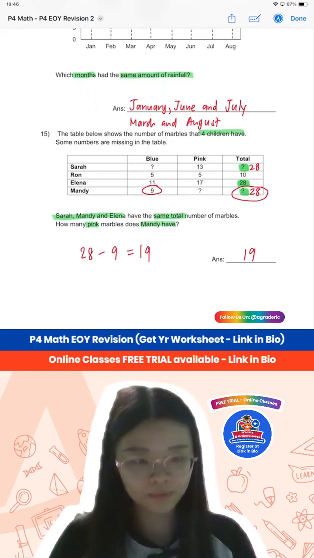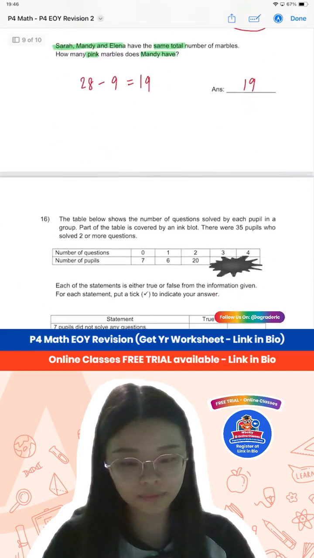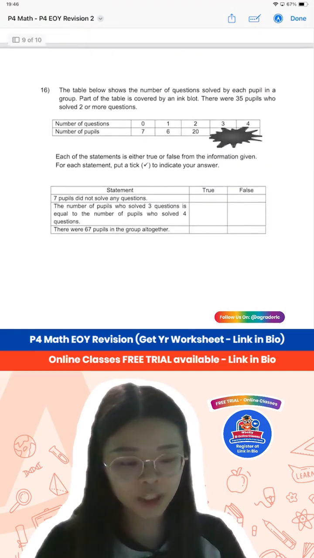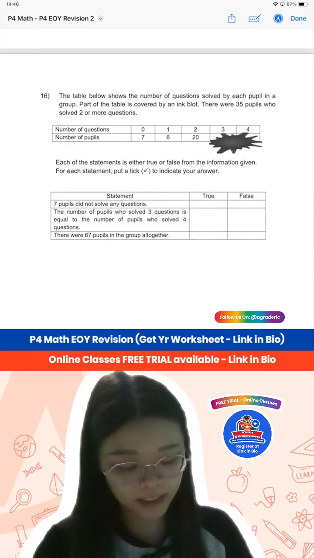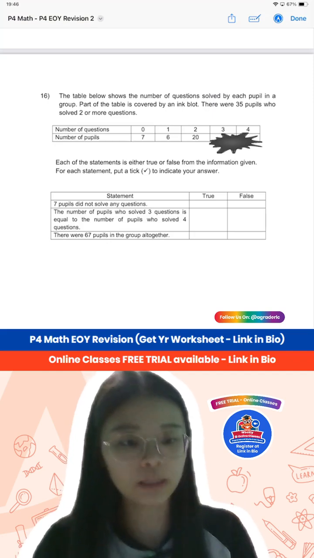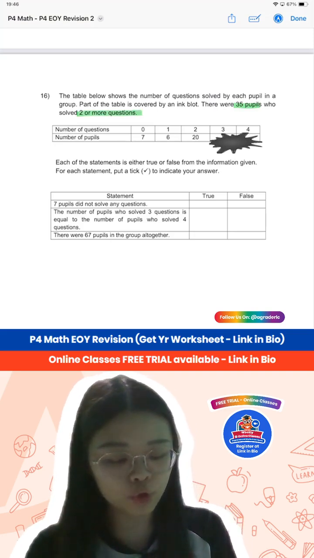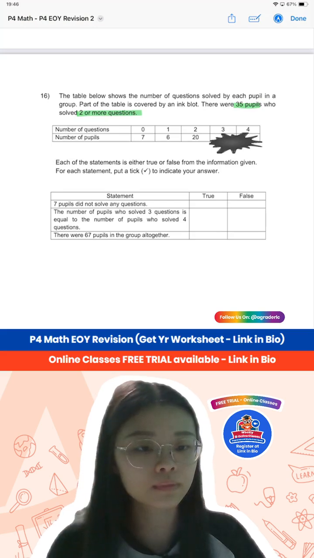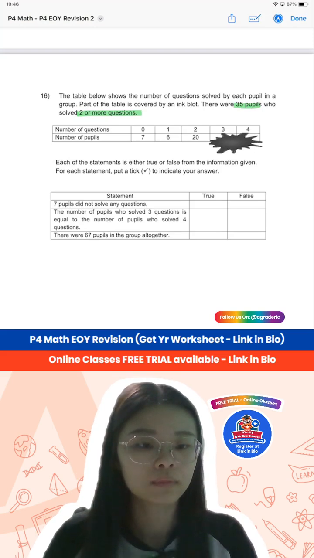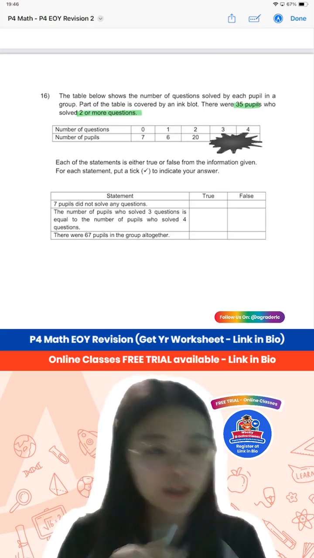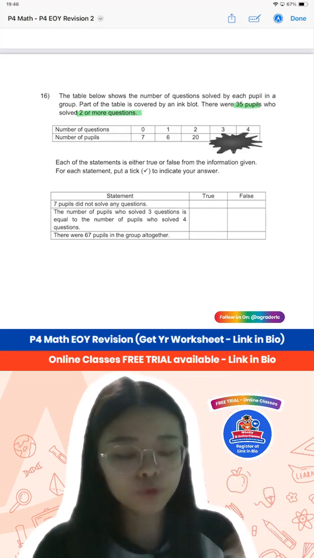Okay, Mr. Magic, which part do you not understand? Okay, question 16. The table below shows the number of questions solved by each pupil in one group. Part of the table is covered by an ink blot, and there are 35 pupils who solved 2 or more. Mr. Magic, yes, the heart shape will really help you. So 35 pupils who solved 2 or more questions.